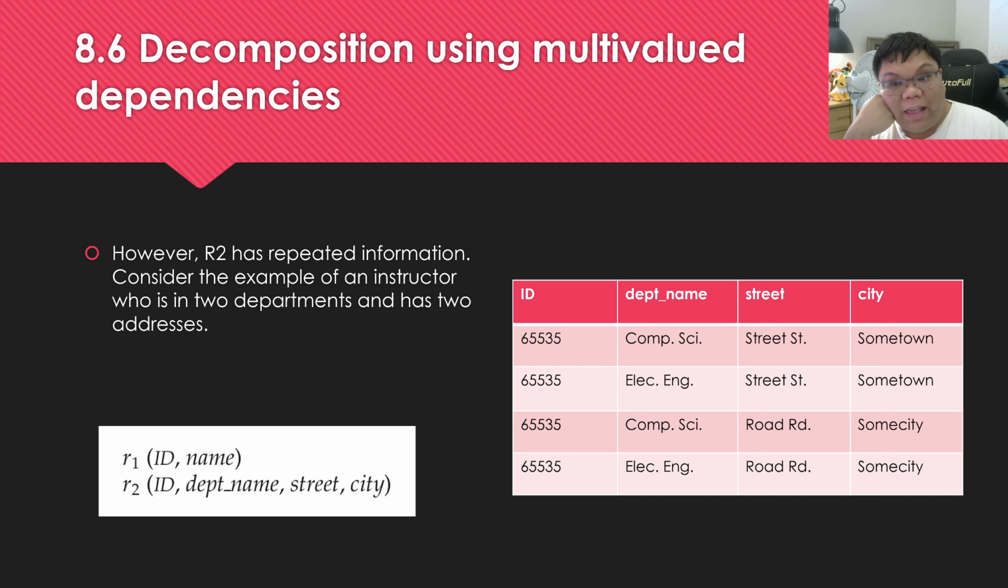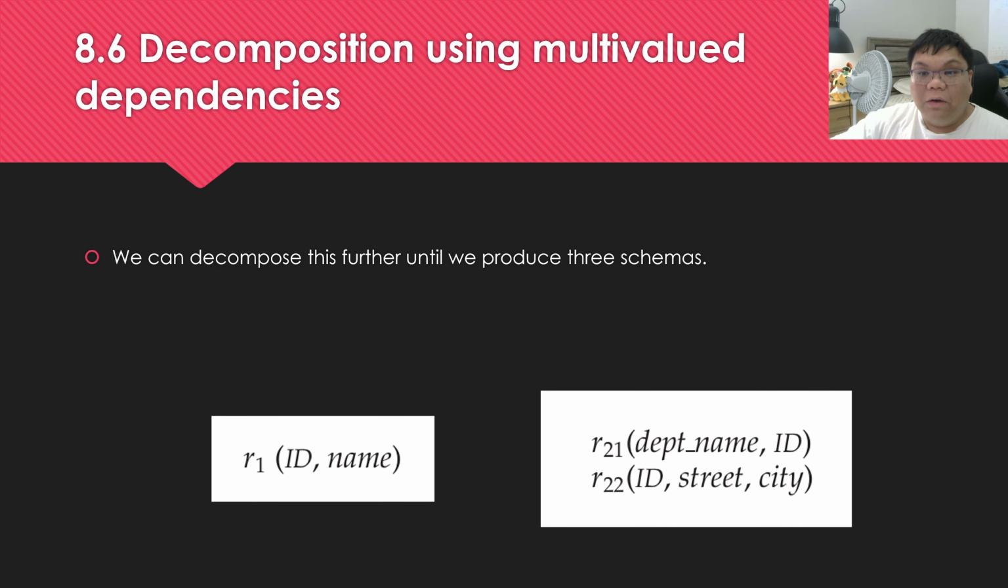You might be looking at this and think to yourself, just separate the department name from the address, and you'd be right. We can do that. But we have to formalize how to do that. So we can keep decomposing this further until we get three schemas. One is ID and name, the second one is department name and ID, and the third one is ID, street, and city.